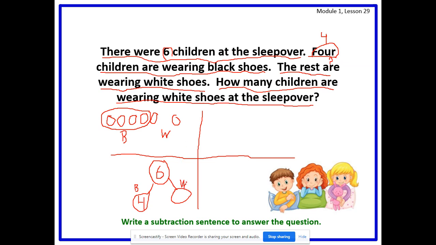These are the ones wearing white shoes, right? Are missing our unknown part. So let's go ahead and write a subtraction sentence. And remember that when we write a subtraction sentence, we start with the whole number or the total, right? So let's start with our whole number. 6 minus 4 equals, well, how many? After we circled the 4, how many children were left? 2. So that is our unknown part.